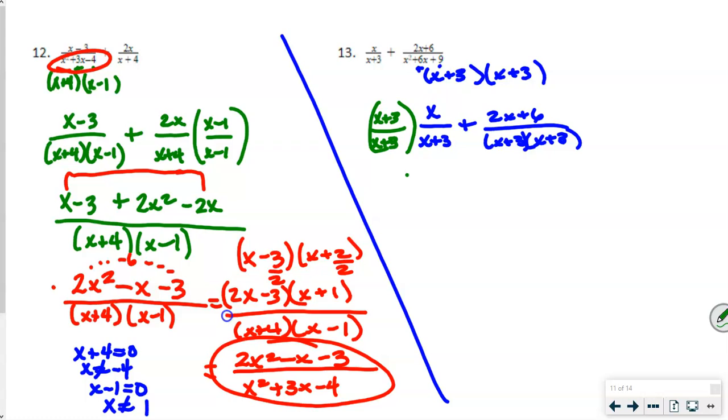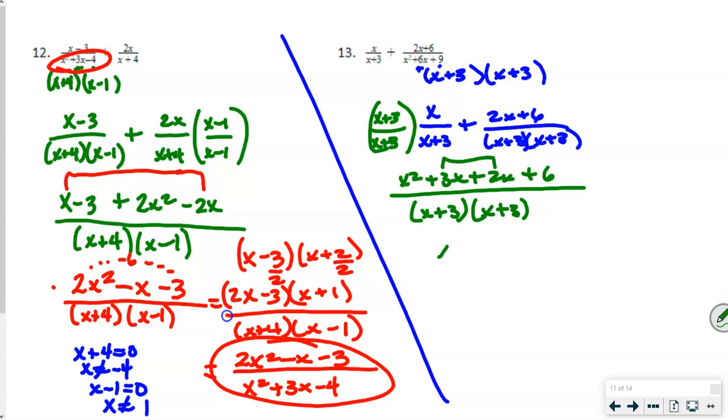So x times x is x squared. 3 times x is plus 3x. Then we got our plus 2x and our plus 6, right? So all of that is going to be over our x plus 3 times x plus 3. So we got a pair of like terms here. So we get x squared plus 5x plus 6. And that's all over our x plus 3 times x plus 3.